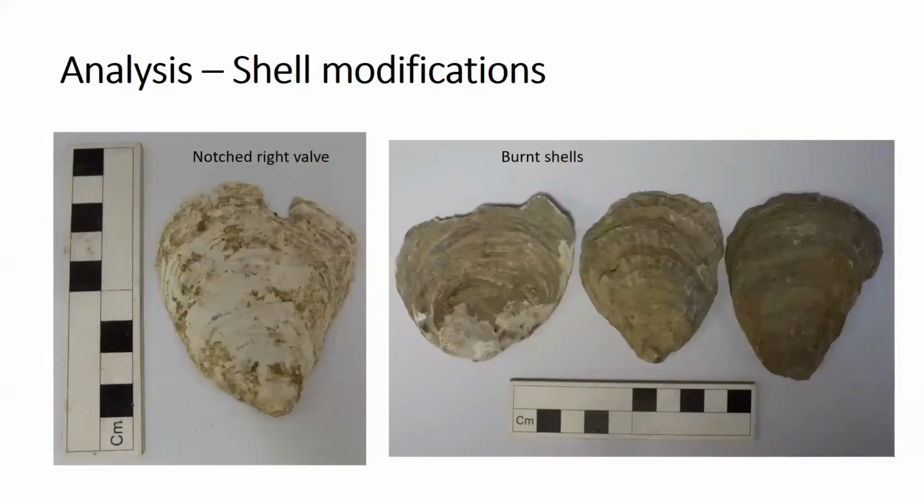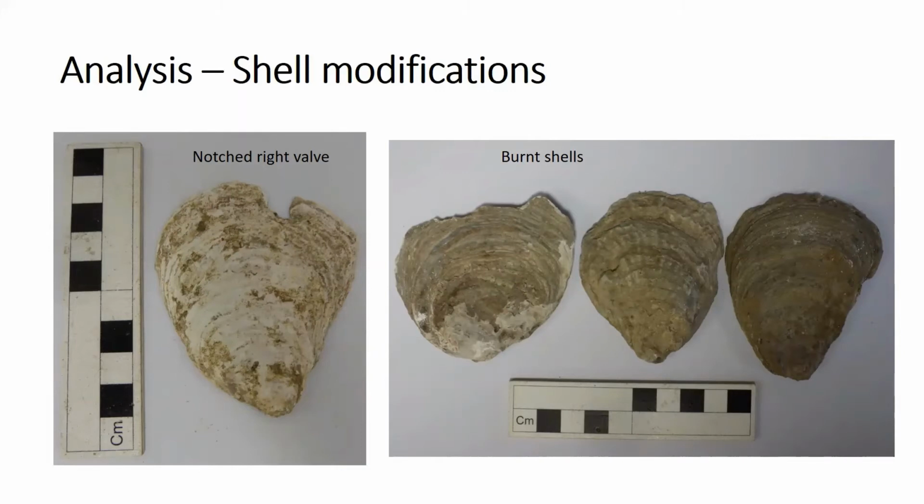Other modifications might be those made by people. We might have cuts or notches in the edge of the shells where they've been prised open, or the shells may have evidence of burning. And this is telling us not about where the shells were growing, but about what's been done to those shells once they've reached an archaeological site.